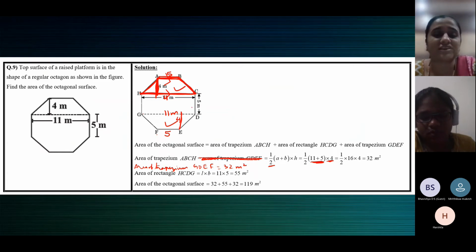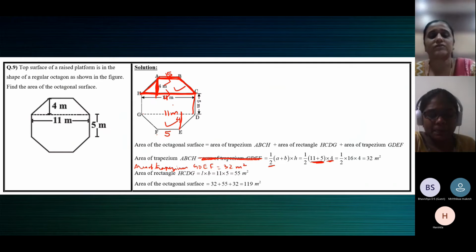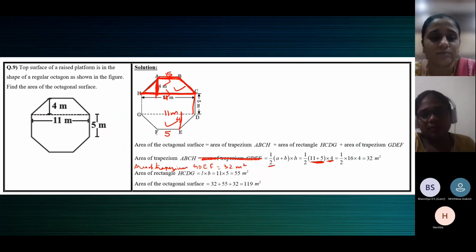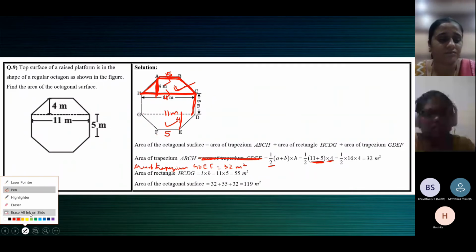Then how do we find the area of the rectangle? L into B. So length is 11 meters and the breadth is 5 meters. The area of the rectangle, L into B, 11 into 5. So then add the areas of the two trapeziums and one rectangle to find the area of the octagon. Write down, children.